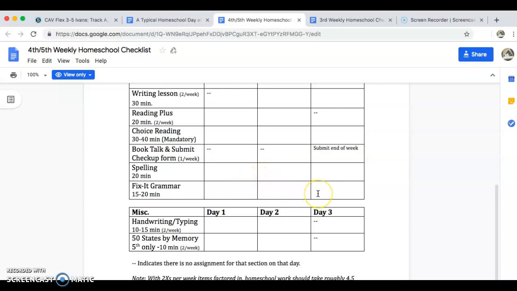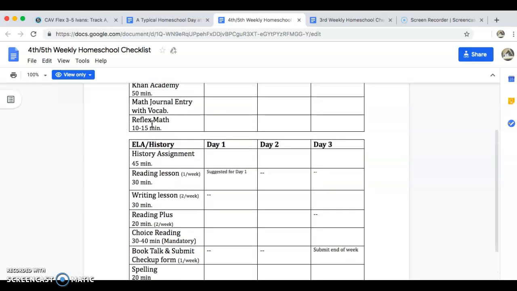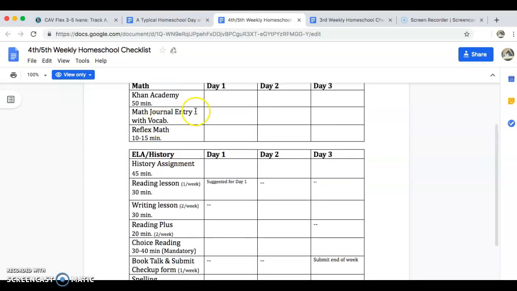Fix-It Grammar, a lot of families said last year that it didn't take them very long, and so really it was pretty easy to complete in 2 days as opposed to 3. So there's some wiggle room here. But you will notice that on the side it gives suggested periods of time for how long this should take. Now some things are set in stone, like the math, for example. It should be a minimum of the time limits that are written up in here.